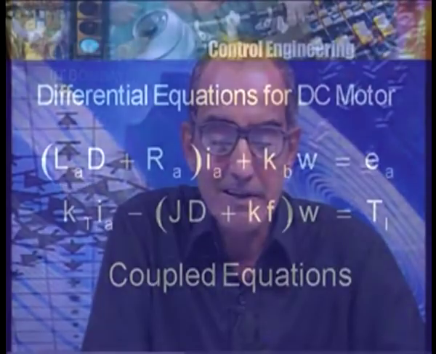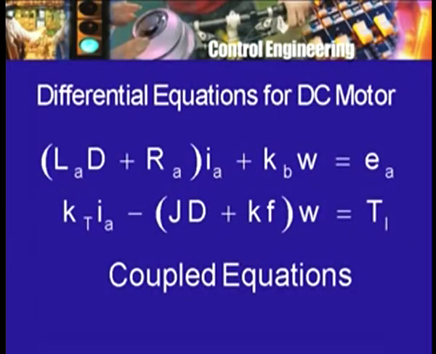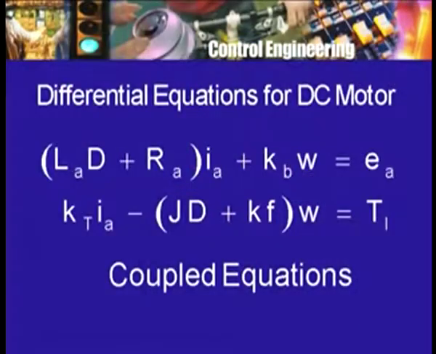In particular, if you look at the differential equations of our motor, the two equations, I will rewrite them in a symmetrical form involving the two variables, motor speed and armature current on the left hand side, and the input variables, the applied voltage and the load torque on the right hand side. So, the armature circuit equation was (LAD plus RA) operating on the armature current. These are the two drops in the armature circuit, one due to inductance, another due to resistance of the armature, plus the back EMF voltage KB omega equals the applied voltage EA.